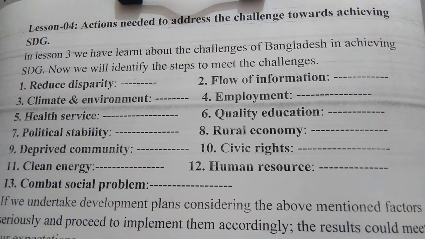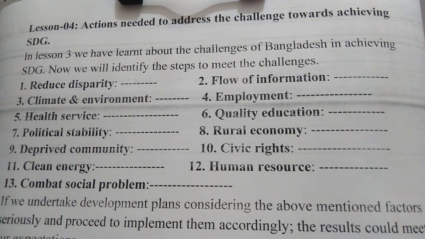Now lesson 4. Actions needed to address the challenge towards achieving SDG. In lesson 3, we have learned about the challenges of Bangladesh in achieving SDG. Now we will identify the steps to meet the challenges, that is, to overcome the challenges of achieving SDG. Point 1. Reduce disparity. If we want to eradicate poverty in all sectors, we have to reduce disparity in income, consumption, gender, region, and wealth to a greater extent.